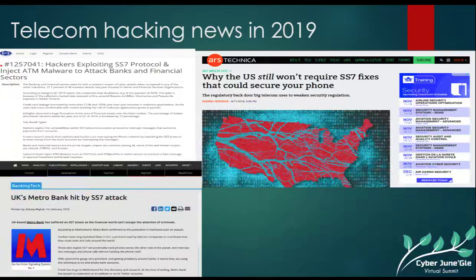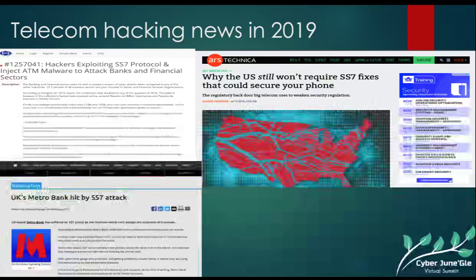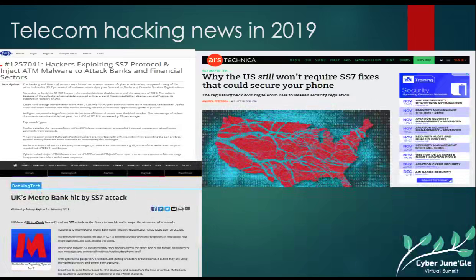In other news, on the left side, you can see that hackers targeted UK Metro Bank through SS7. SS7, or Signaling System Number 7, is one of the main signaling protocols and plays a critical role in traditional telecommunication infrastructure. On the right side, there is news regarding vulnerabilities in mobile networks in the United States.